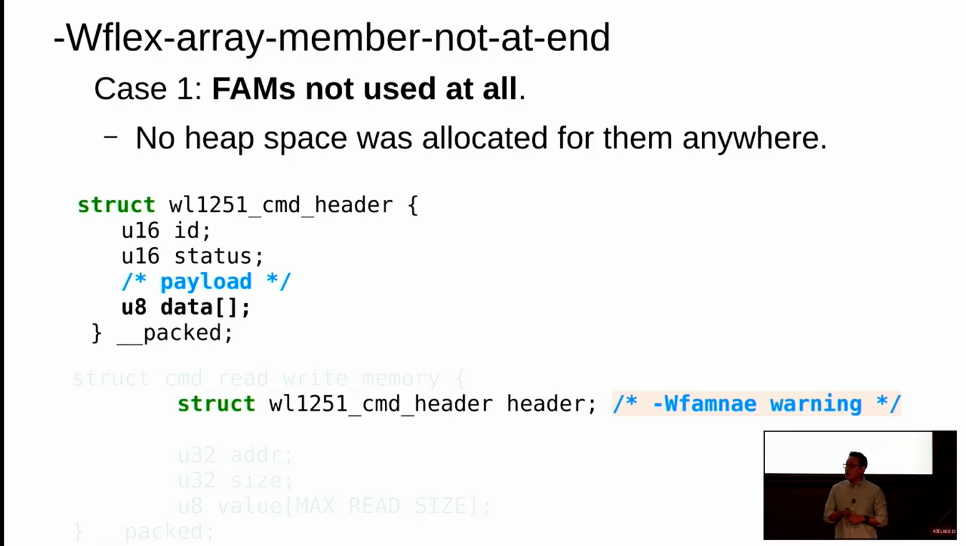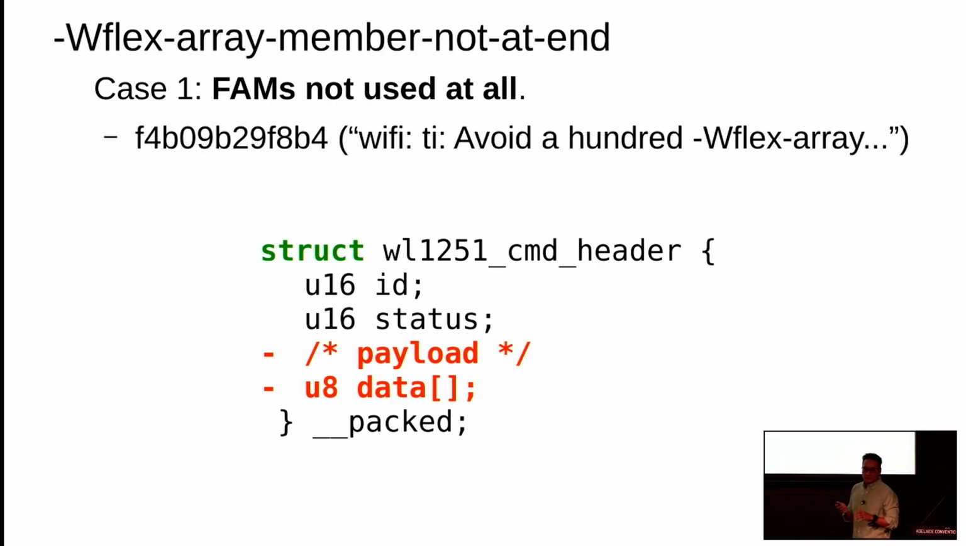So here the solution is fairly simple. All I have to do is just remove that flexible array, right? We don't need it. It's not used. So we can remove it. And with this commit, I fixed like 100 of those warnings. And yeah, that was great.